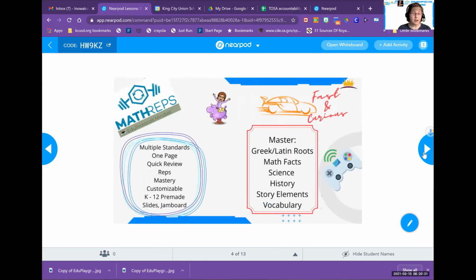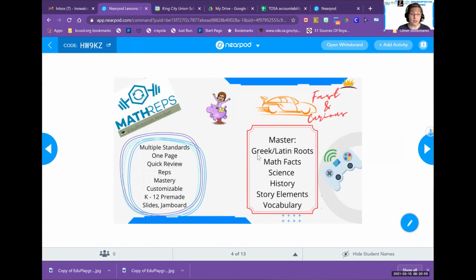Like I said, we're going to be looking at MathReps and then the Fast and the Curious. I'm going to do the Fast and the Curious first. So if you don't deal with math, you can just go after the Fast and the Curious, to honor your time. The Fast and the Curious is really cool. It's game-based. You don't have to check anything. Your teachers don't have to check anything, and it keeps all of the data with it.